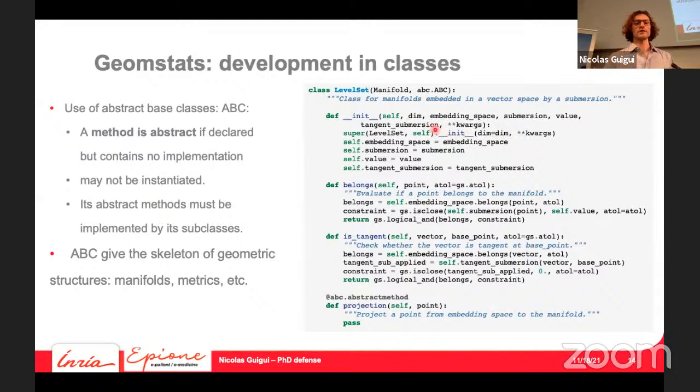And this allows to define the belongs method that evaluates if a point belongs to the manifold by simply evaluating the submersion at that point. And it allows to check whether a vector is tangent at that point by evaluating the tangent submersion at that point. However, the projection method must be implemented in a case-by-case situation, so it is left as an abstract method and it will be implemented by the subclasses.